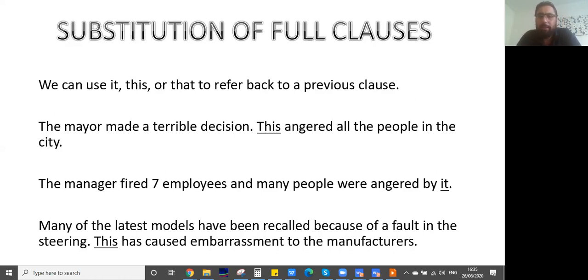Okay, the next one: many of the latest models have been recalled. So recalled is when we ask for the product to be brought back. Okay, I think this happened with Toyota a few years back. So many of the models were recalled because of a fault in the steering. This has caused embarrassment to the manufacturers.